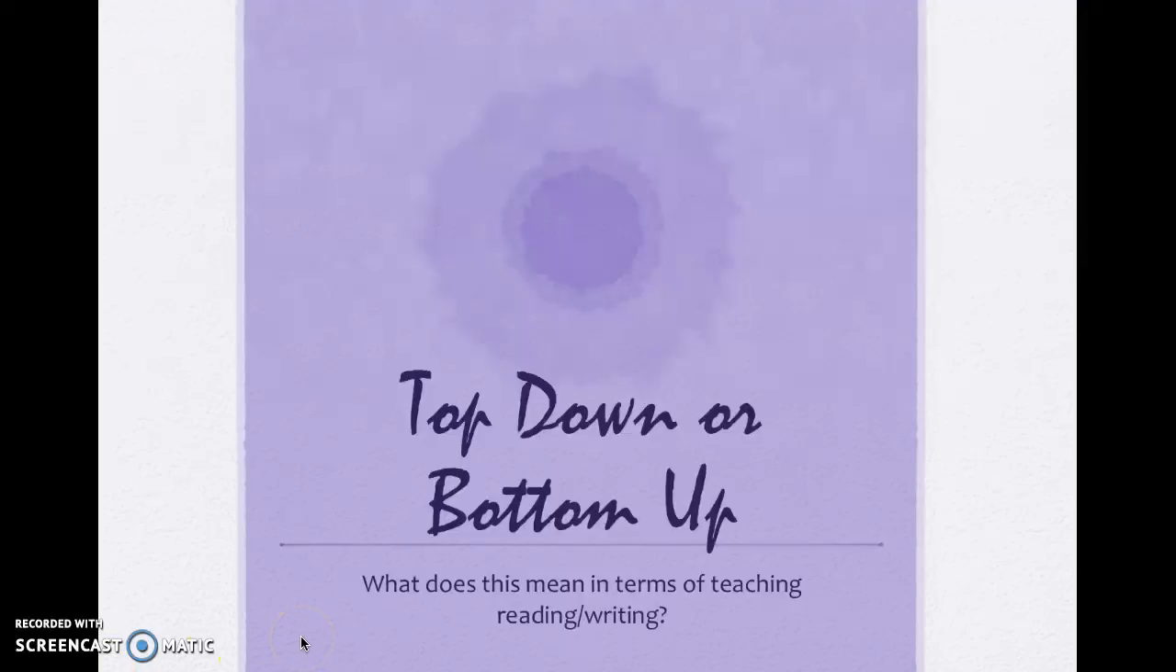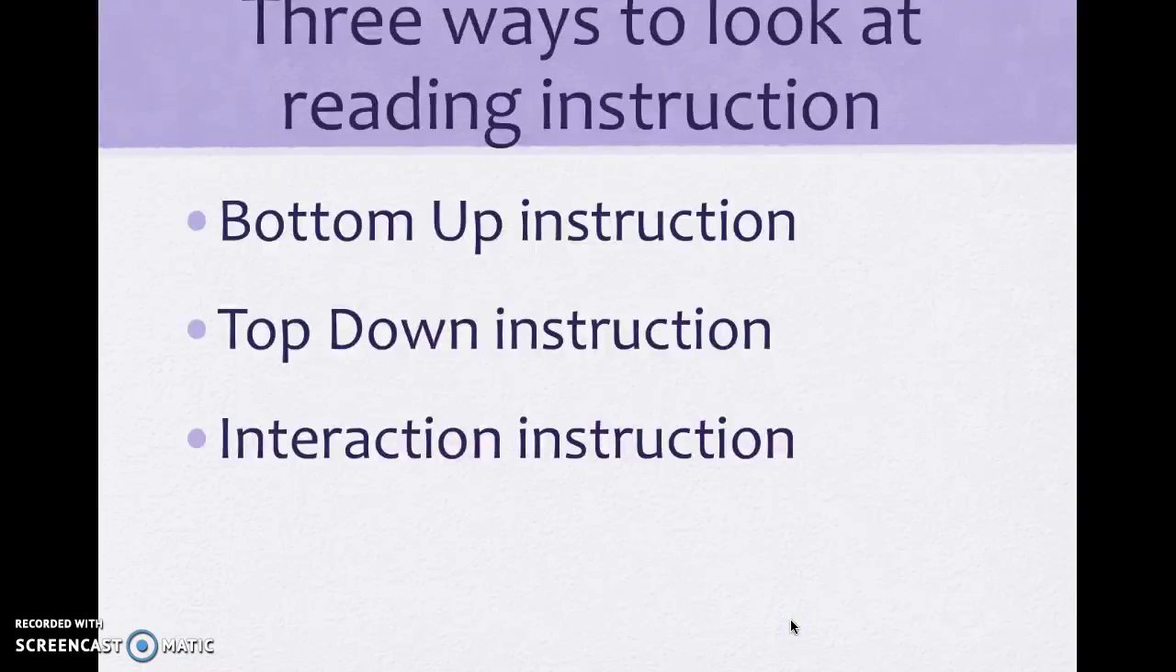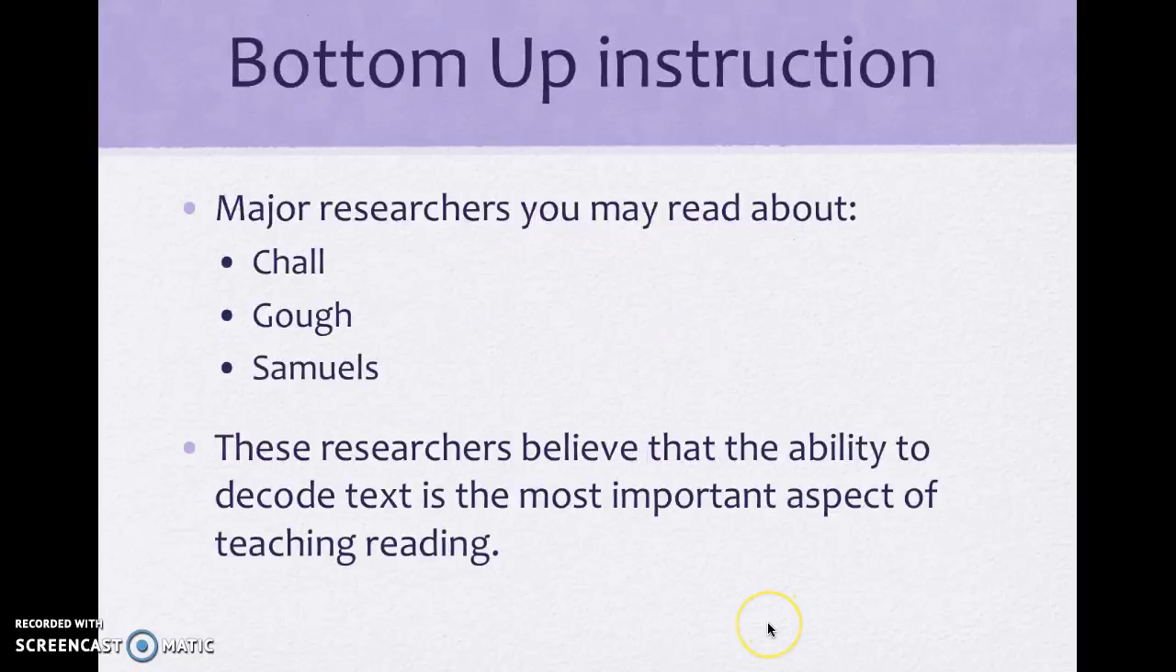This recording will give you some information about top-down or bottom-up reading instruction and what it means in terms of teaching reading and writing. So we can look at reading instruction in three ways. We have bottom-up instruction, top-down instruction, and interactive instruction. By the end of this short video, you will have a pretty good understanding of what these three different pieces mean. So we'll start with bottom-up instruction.